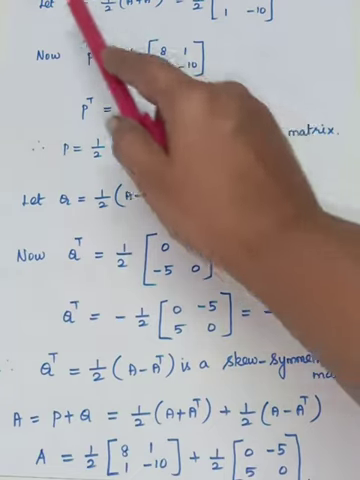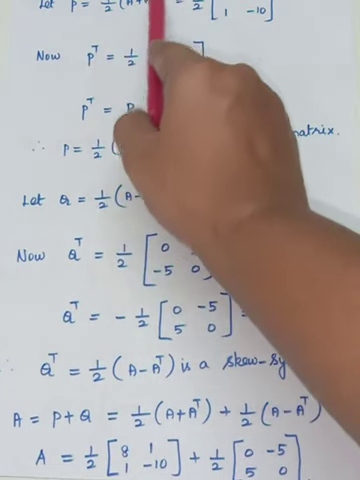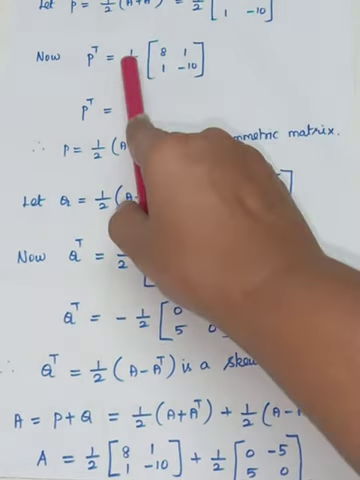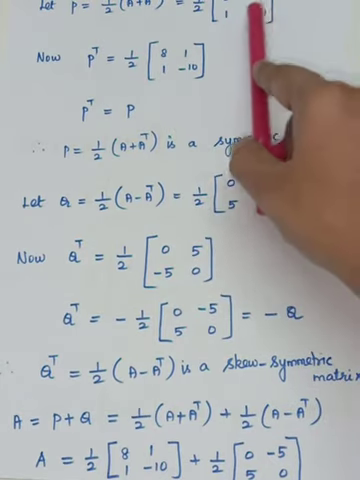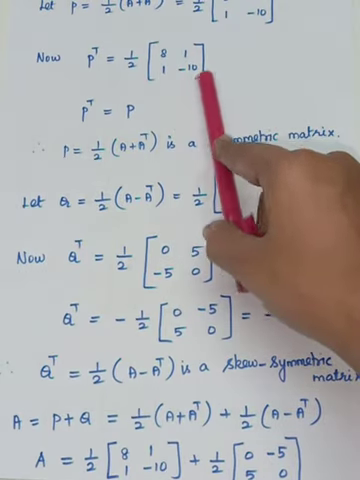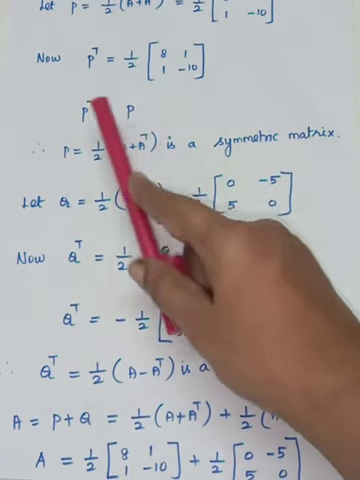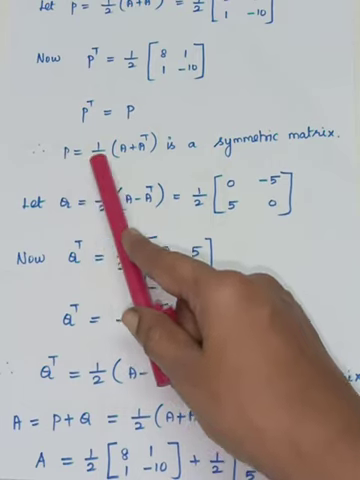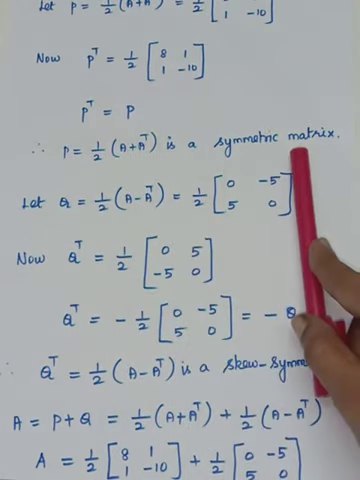See, you have to find out B transpose because we have to check this matrix is a symmetric matrix. So half into, take the first row as first column, take the second row as second column. So B transpose is equal to B. P transpose is equal to P. So what is P? P is equal to half into A plus A transpose. So this is a symmetric matrix.